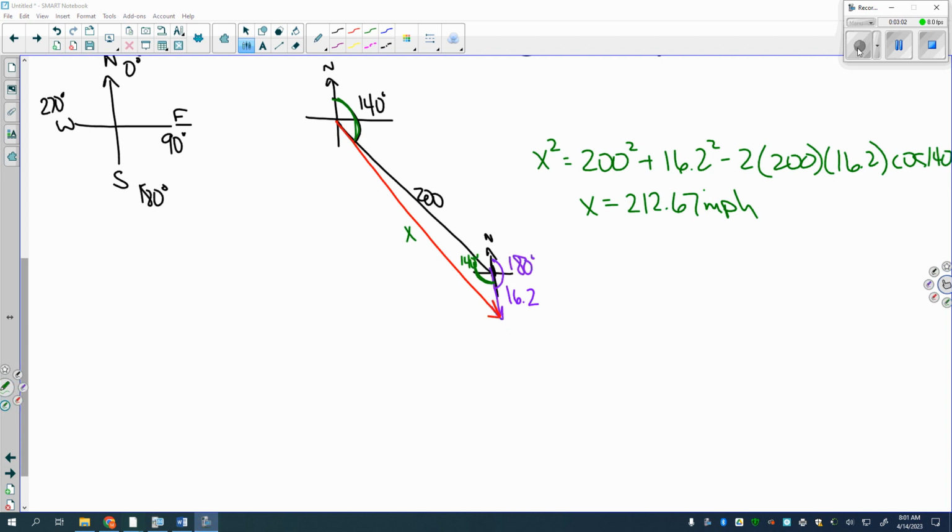Then the last part of this is to find the angle that it's traveling at. Now the angle that we're looking for is the whole angle all the way around. I already know that part of that's 140, but I need to figure out what this is right here. I'll call that angle gamma. And I'm going to find that. And again, now that I've got the 212.67, I'm going to go ahead and use that law of cosines again.